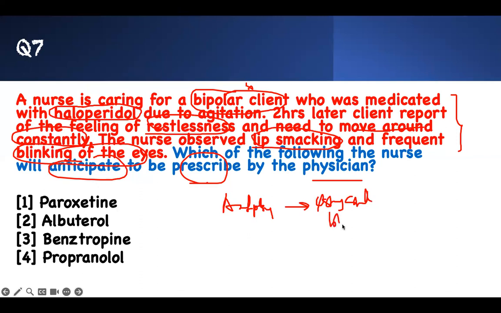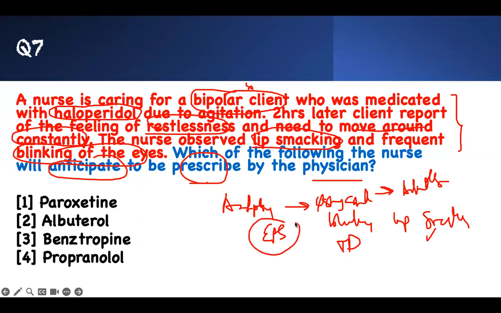And then you blinking your eye. Okay, you have lip smacking. I know you've developed extrapyramidal side effect. Cannot stay still is akathisia. Okay. Blinking of the eye and smacking, this is TD, tardive dyskinesia. These are all part of the extrapyramidal side effect.